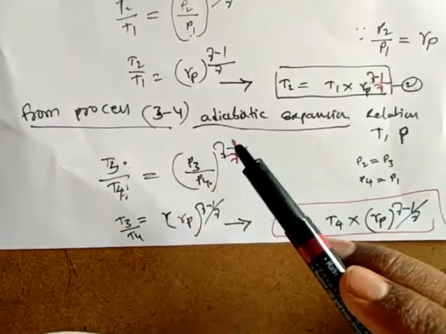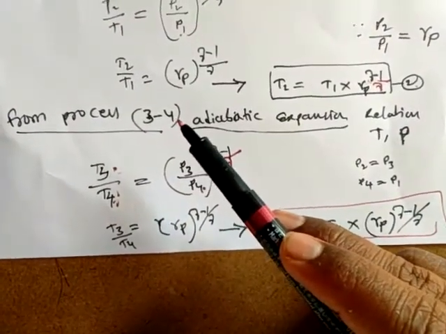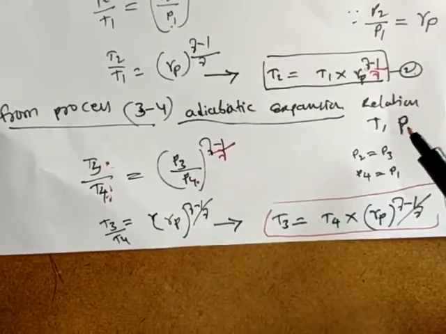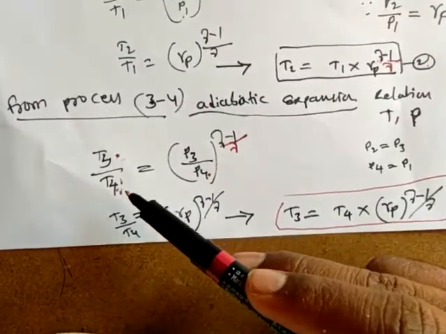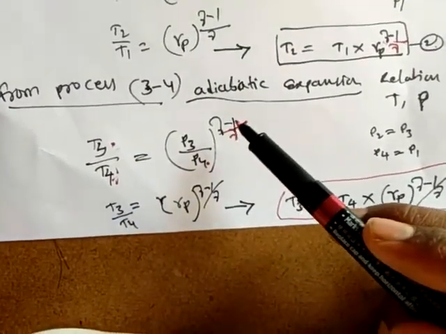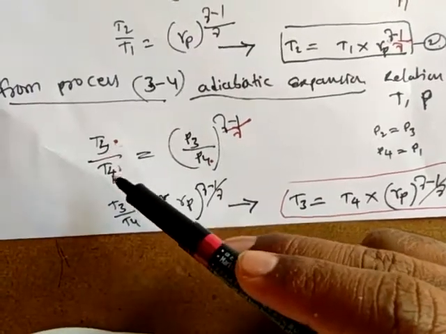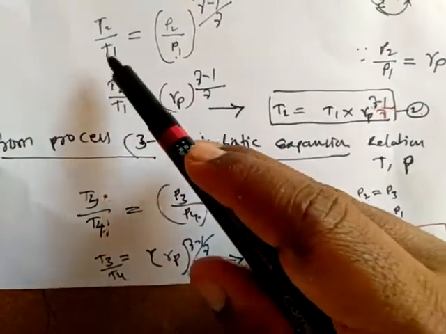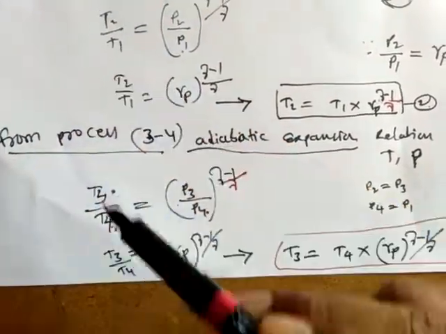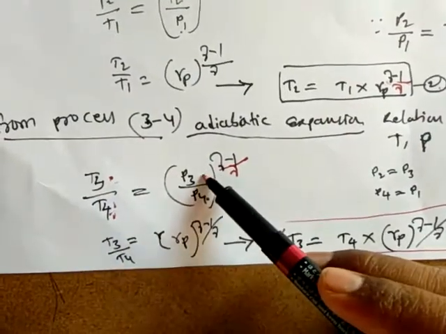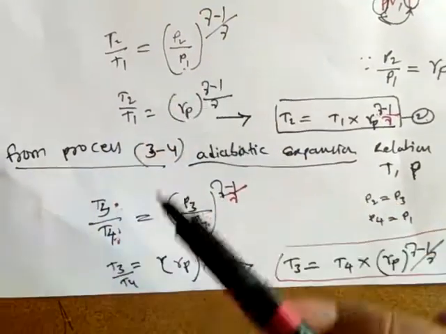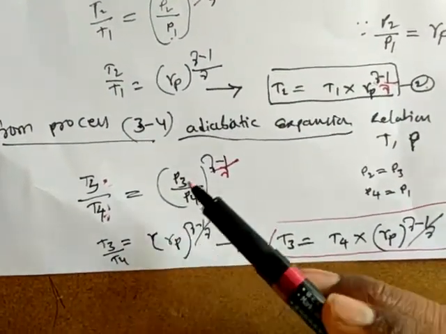Next, for the process 3 to 4, adiabatic expansion, the relation between temperature and pressure is T3 by T4 is equal to (P3 by P4) to the power of (gamma minus 1) by gamma. Why T3 by T4? Because temperature T3 is higher than T4. Here temperature T2 is higher than T1, that's why T2 by T1. If it is T3, we should write P3; if it is T4, we should write P4. Same as here.